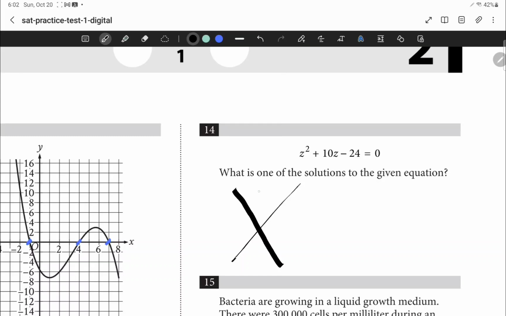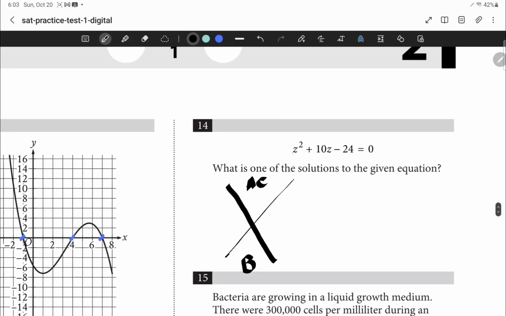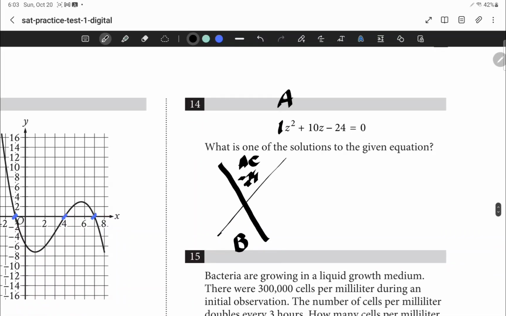So we're going to go ahead. We need to find A times C here. This is going to be B. All right, so A, which is 1, times C, which is negative 24. Now B is going to be the middle one. Those numbers correspond to what I have right here. Now B is going to be right here, the 10.